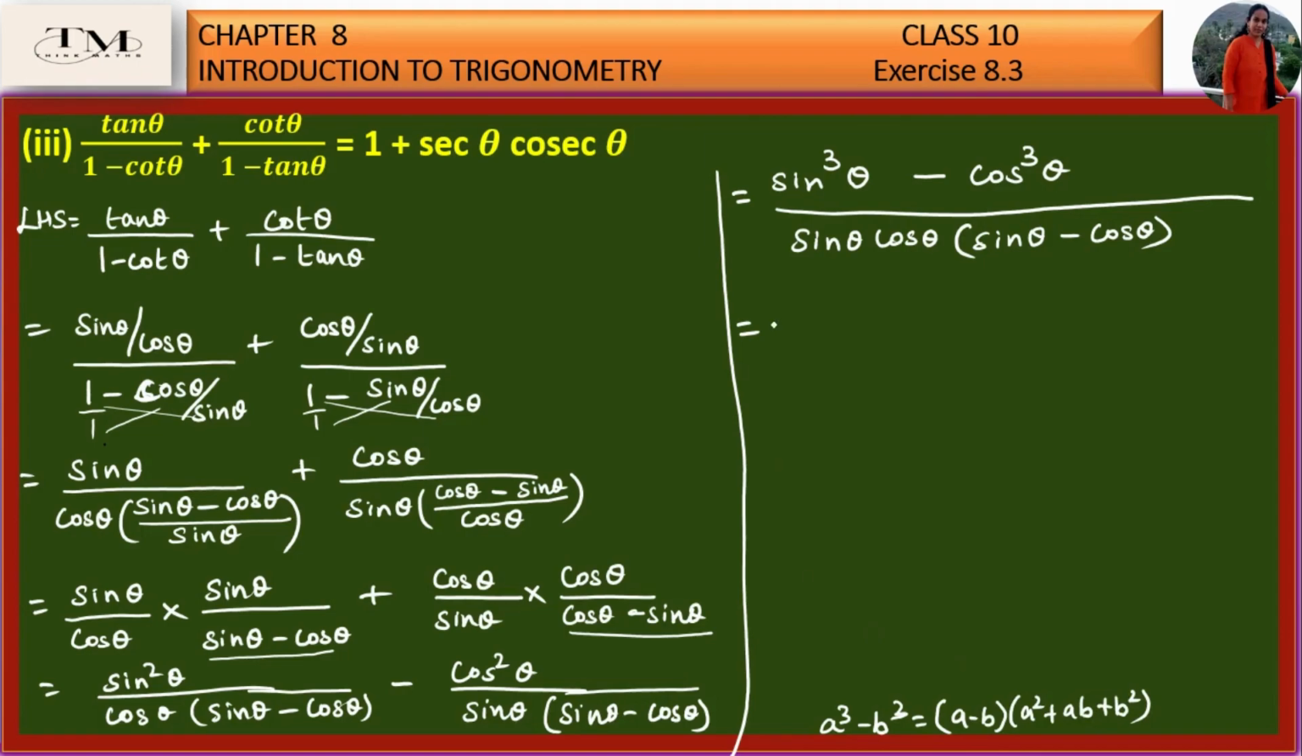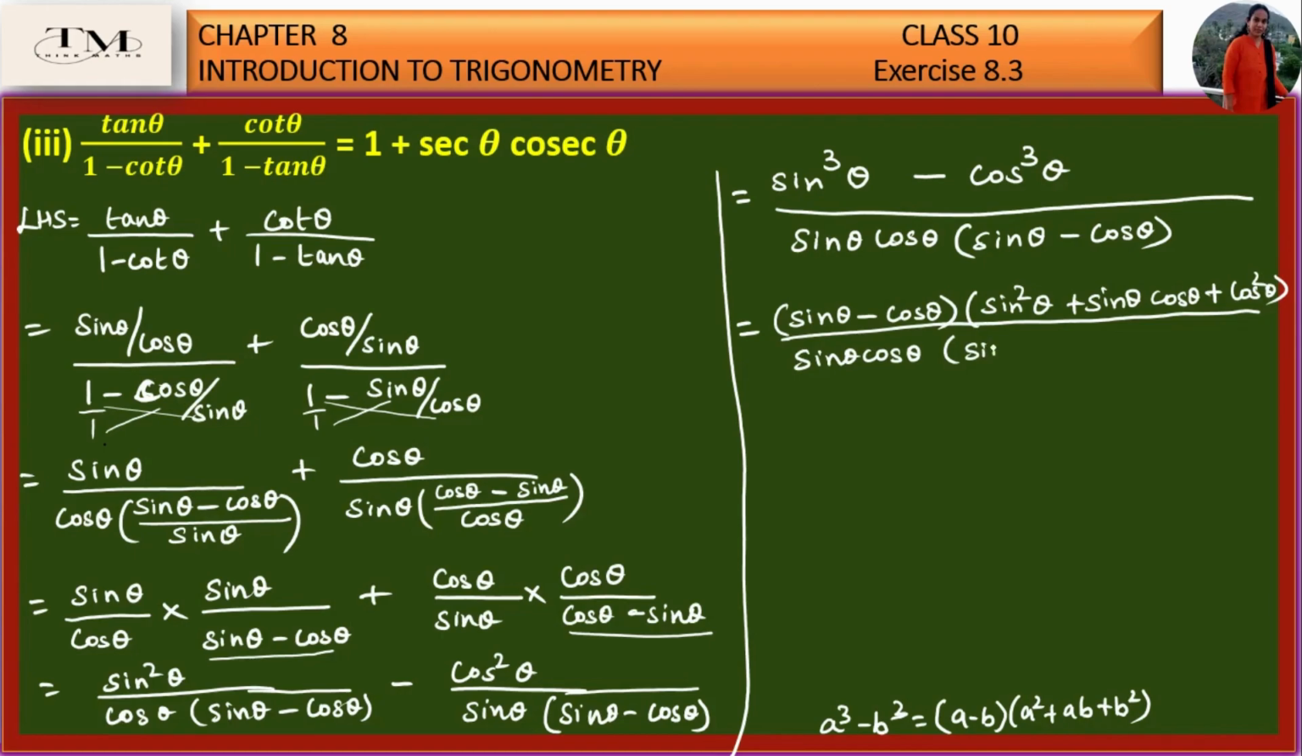So this term we are going to use. It is a minus b, so sin theta minus cos theta, into a square, sin square theta, plus ab, so sin theta cos theta, plus b square, so cos square theta, divided by sin theta cos theta into sin theta minus cos theta. So the sin theta minus cos theta in the numerator and the sin theta minus cos theta in the denominator get cancelled. Now the remaining term is here.